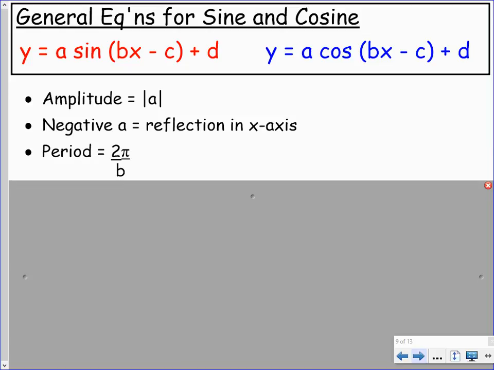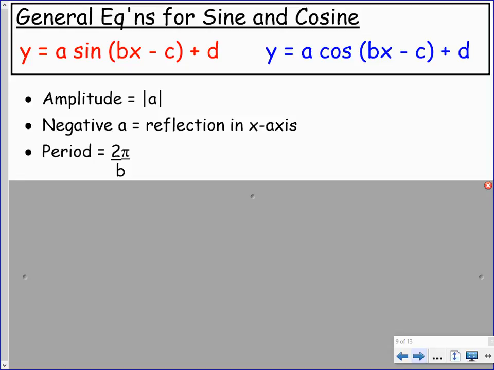So one thing that B will affect, that horizontal stretch or shrink, is going to be the period. If I stretch out my slinky with B, multiplying it by that X, I'm changing the period. It's not going to repeat every 2π, it's going to take longer. Or if I shrink my graph horizontally, then my period is going to happen a lot faster. So the period can be negative? We really won't have horizontal reflections in the y-axis, so no, you won't have negative periods.